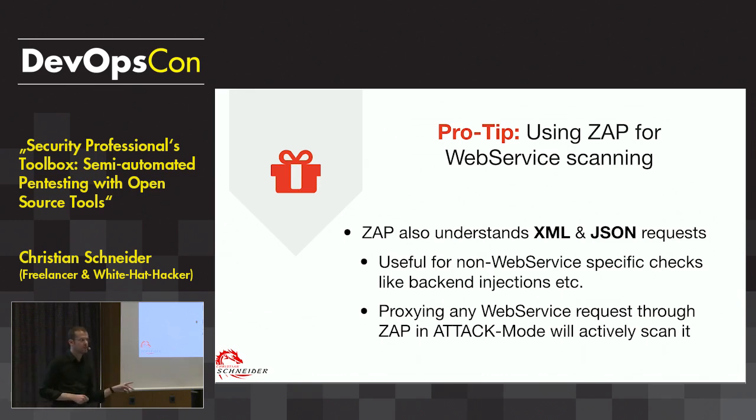So the previous tool, WS-Attacker, was for checking SOAP-specific security vulnerabilities. And this scenario, sending SOAP requests through ZAP as a proxy, is for checking the backend processing of those web services for traditional injection attacks. So it might make sense to combine these two.